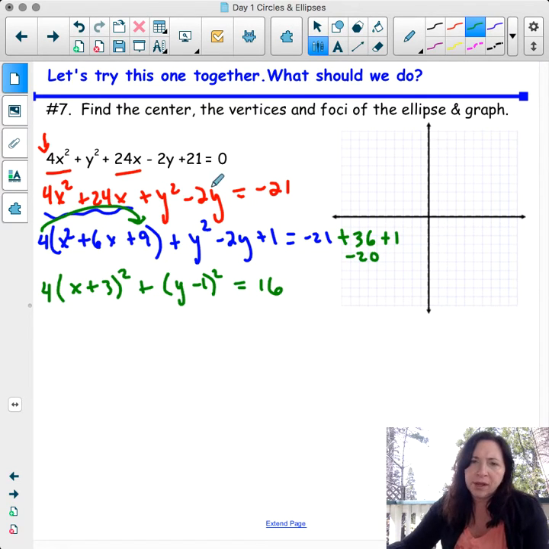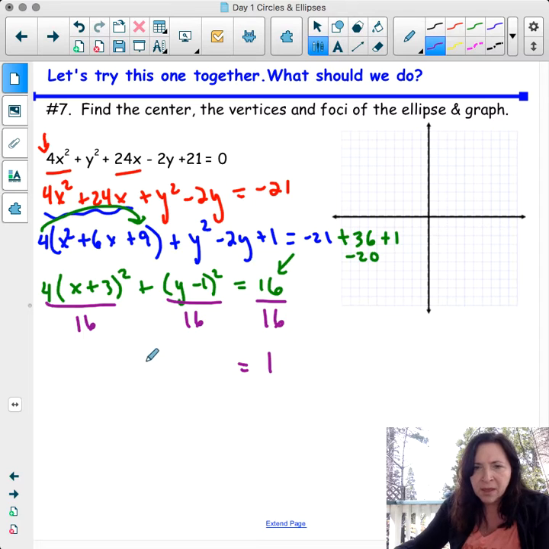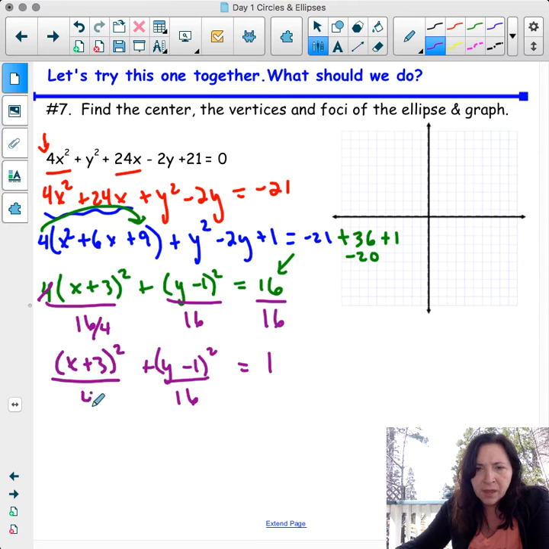Now remember, for an ellipse, this value here needs to be 1. So what I'm going to need to do is divide everything, not just this value, but everything by 16. And in doing that, I'm going to get the 1 that I wanted here on the right. I'm going to get y minus 1 quantity squared over 16 here. But on this value, this is 16 divided by 4, which is 4. So you're going to get x plus 3 quantity squared over 4. So this right here is the equation for my ellipse.